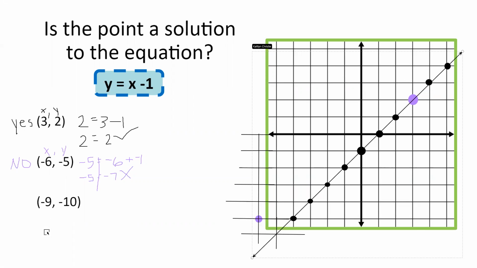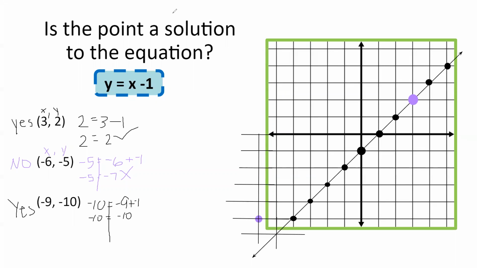I want you to try this last problem, -9, -10, and see if this is a solution to this equation up here. Hopefully you answered yes, because y is -10 and x is -9. When I take -9 minus 1, that's going to give me -10. And since it says -10 equals -10, I know that yes, that is a solution. If I graphed that when my line was extended down that far, it would fall on this graph here.